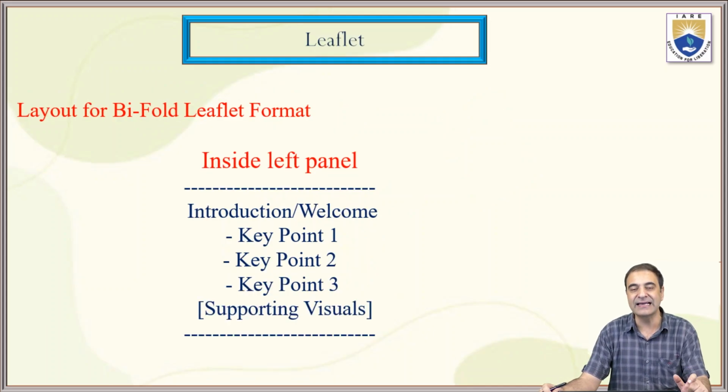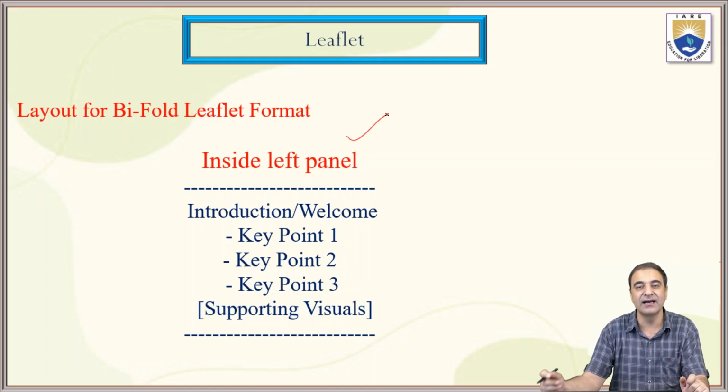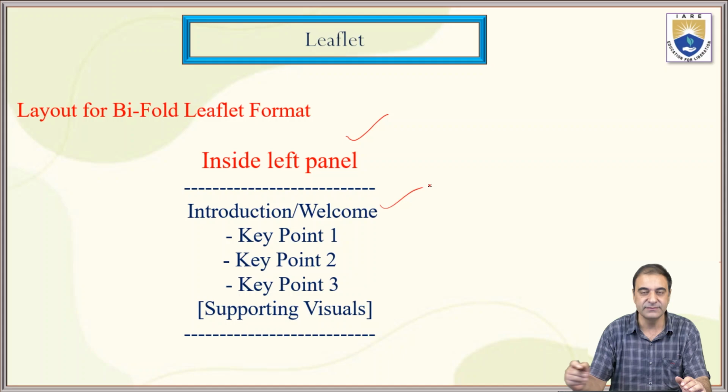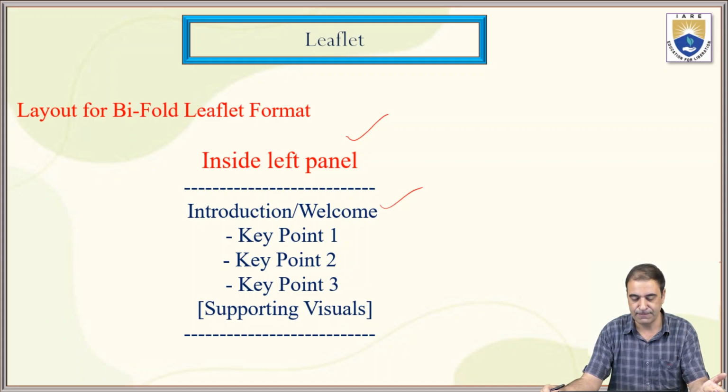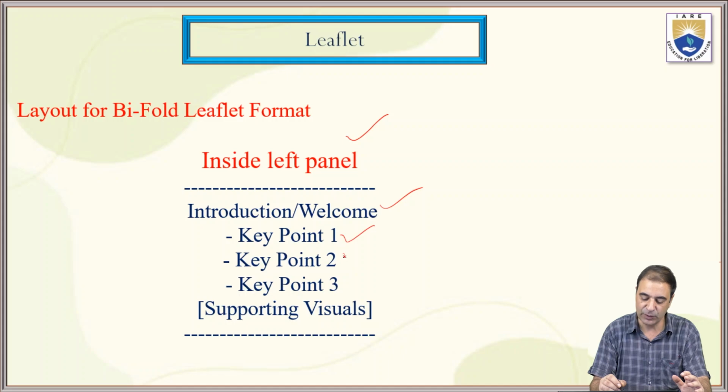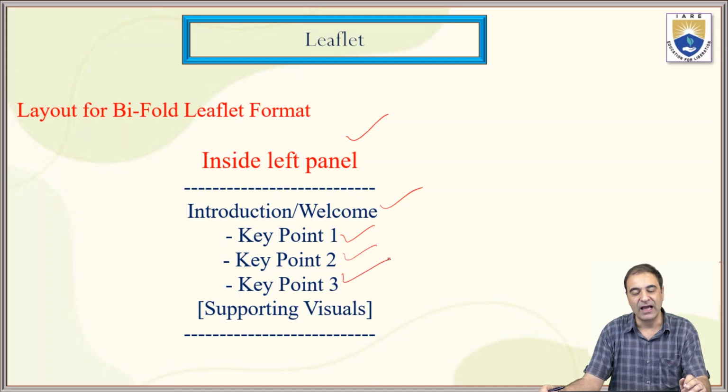Now, this is the second page or the second panel of the bifold leaflet, or we sometimes call it the inside left panel. It's inside but left panel. And it carries the introduction and welcome address. And here we write the key points like key point 1, key point 2, key point 3. And thereafter, we can provide supporting visuals, visuals that can support our text.